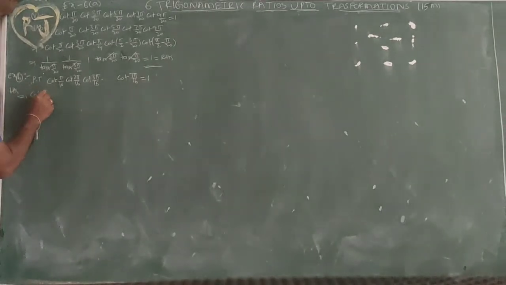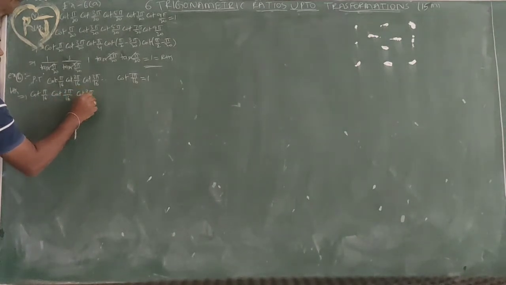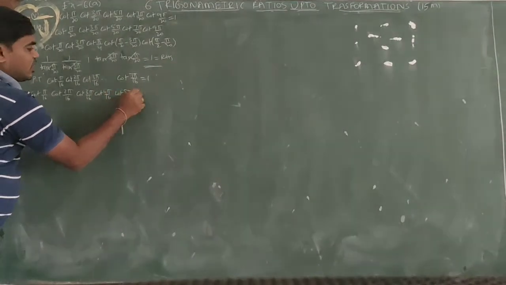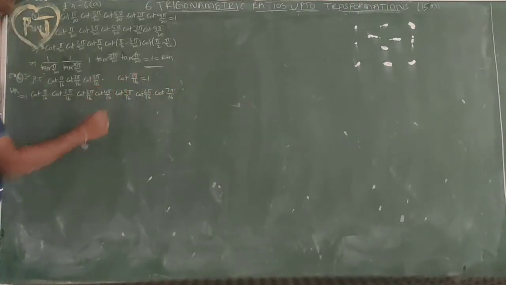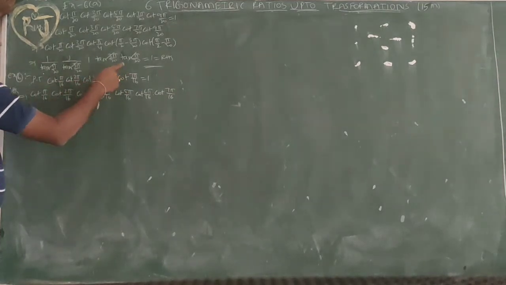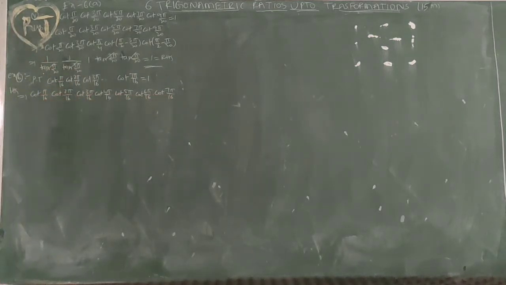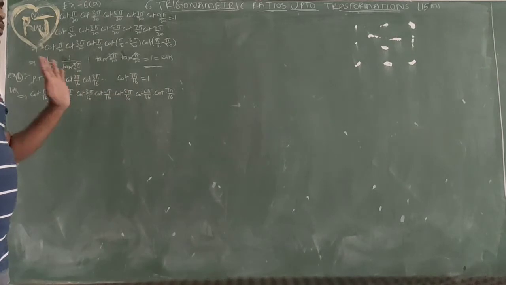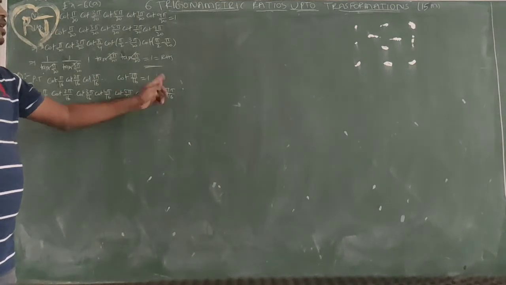Cot pi by 16, cot 2 pi by 16, cot 3 pi by 16, cot 4 pi by 16, cot 5 pi by 16, cot 6 pi by 16, cot 7 pi by 16, up to 7 pi, like that. If we observe, all the denominators are 16. Half of 16 is 8. 8 minus 1 equal to 7, 8 minus 2 equal to 6, 8 minus 3 equal to 5. All these three we write similar to this one: pi by 2 minus, pi by 2 minus, pi by 2 minus.